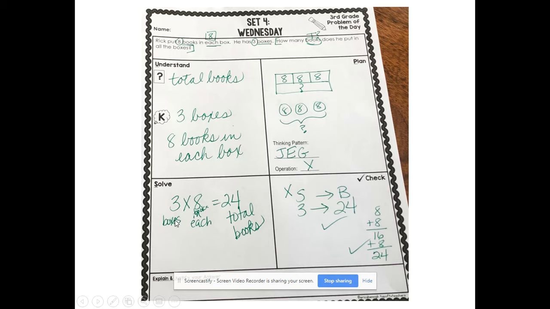So I have 3 equal groups of 8, 3 times 8 to get 24. And then I'm showing that I'm going from a small number to a big number. And then I did repeated addition to check that.